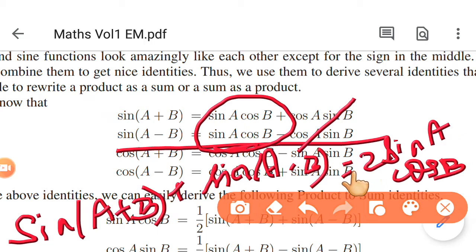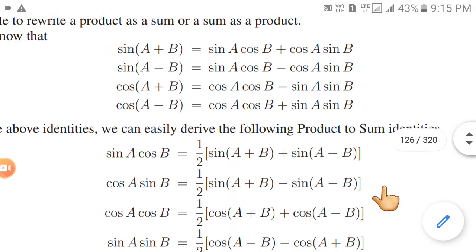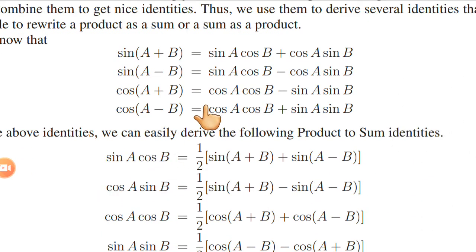Let us bring this 2 to the left hand side denominator. So bring this 2 to the left side denominator, and 1/2 will be common. Okay, so that is what we have here. When you add it up, sin a cos b, sin a cos b, 2 sin a cos b, and the 2 is here in the denominator. Okay, these two get cancelled. Sin of a plus b plus sin of a minus b.